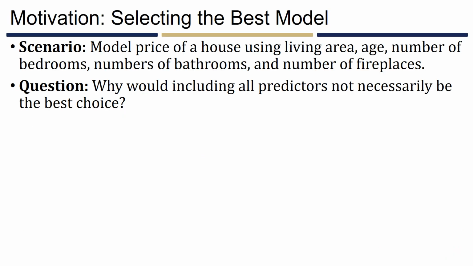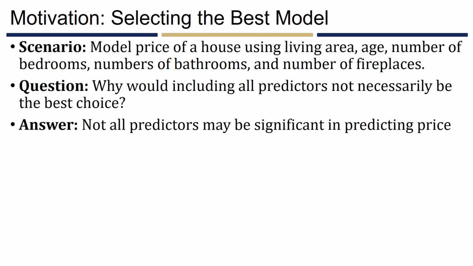So consider this situation. We want to model the price of a house using its living area, the age, the number of bedrooms, the number of bathrooms, and the number of fireplaces. The question here is, why would including all of these predictors not necessarily be the best choice? Well, the reality of the situation is that not all of these predictors may ultimately be significant in predicting price. We don't necessarily need to include predictors that have low correlations with the price of a house.